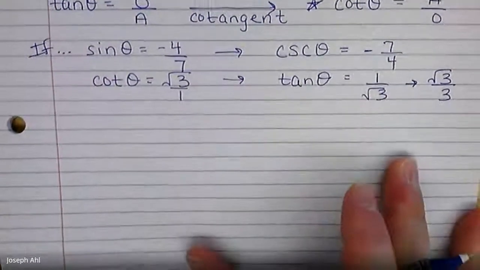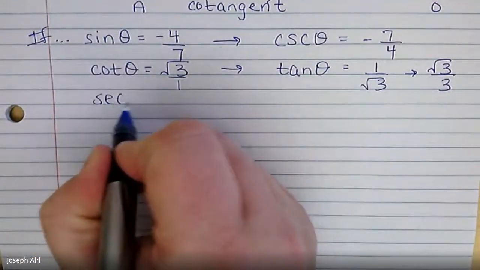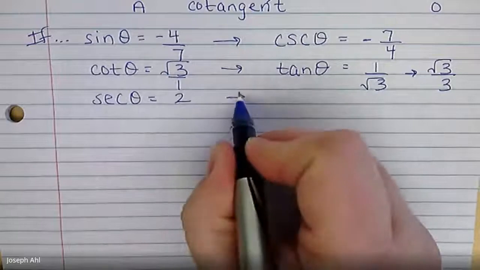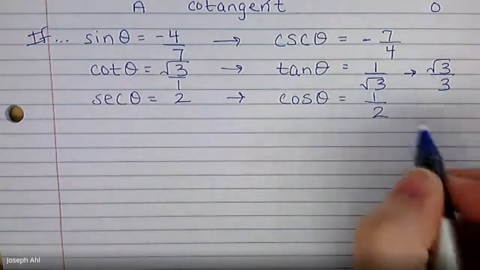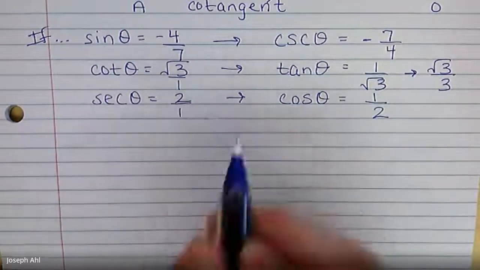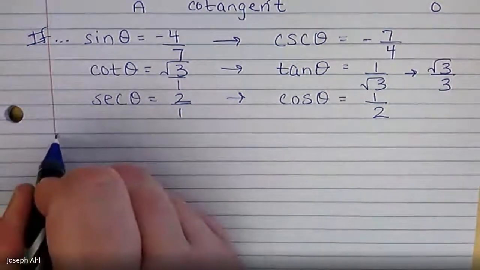And finally, if I gave you secant theta is equal to 2, what would cosine theta equal? Well, cosine theta would equal 1/2, because again, if we write this as 2 over 1, flip it over to get the ratio for cosine of theta.